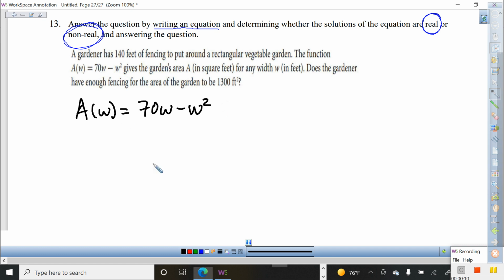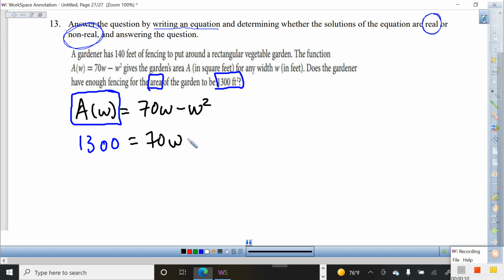Next, we need to substitute a value, whatever value that they give us. What do they give us? It says the gardener has enough fencing for the what? Area to be what? 1,300. So where would we substitute that in our equation? For the area, where would I substitute that? Here. That's the A for area. So I would write what? 1,300 equals 70W minus W squared.